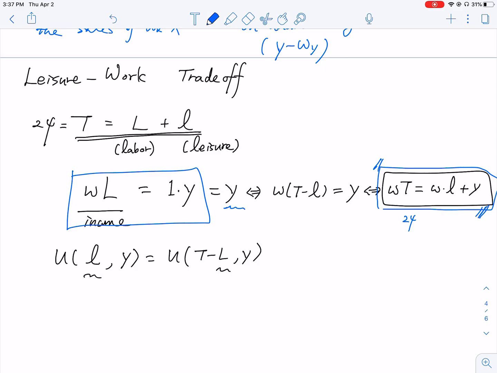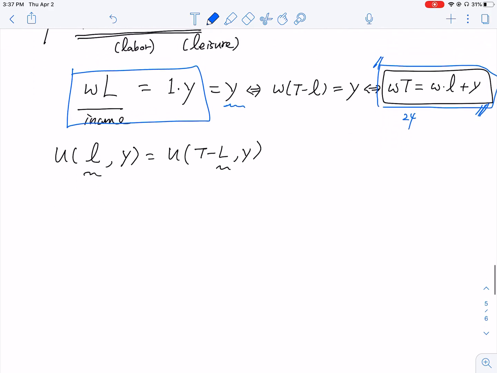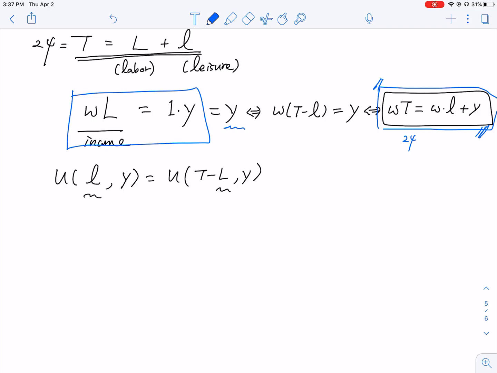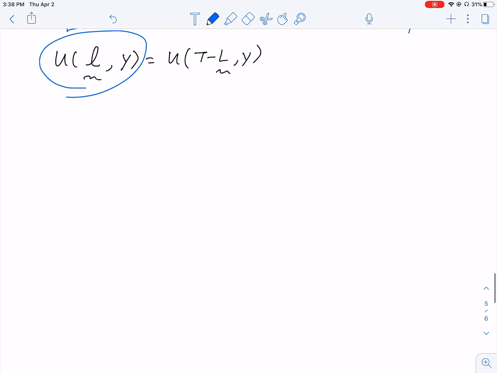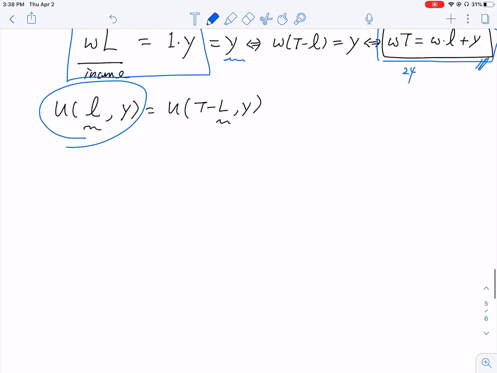I'll talk about this opportunity cost more when we talk about production theory. But meanwhile, we'll just leave it that way. Okay, all right. So this is it. We have a budget line, and then we have a utility function. Now we're ready to draw the graph.